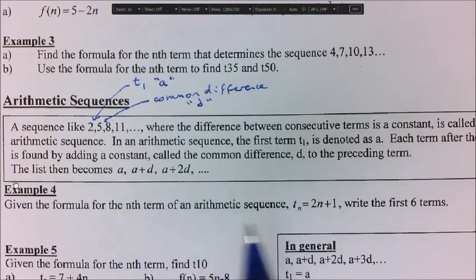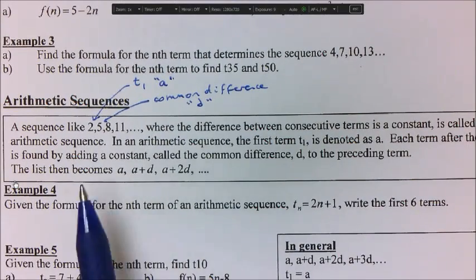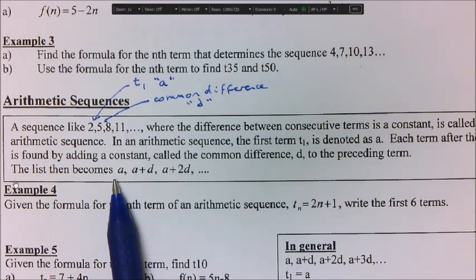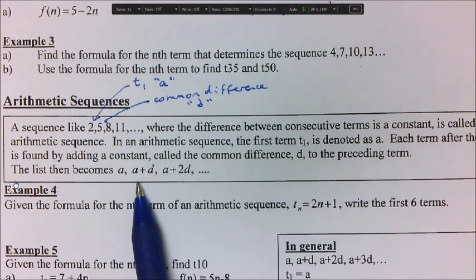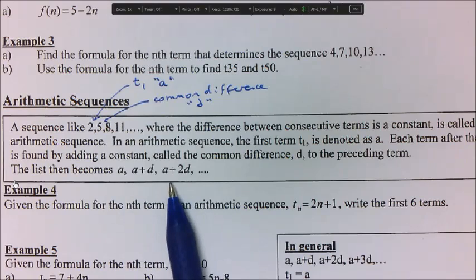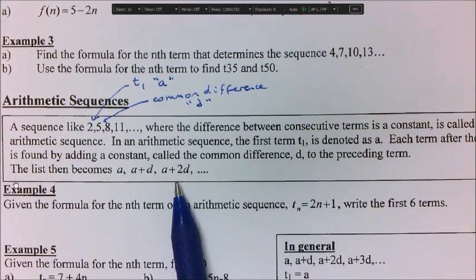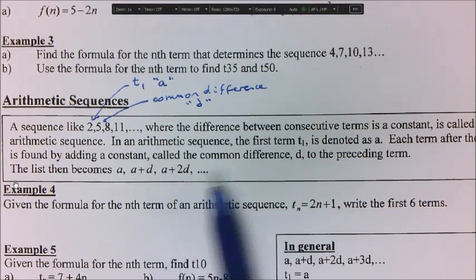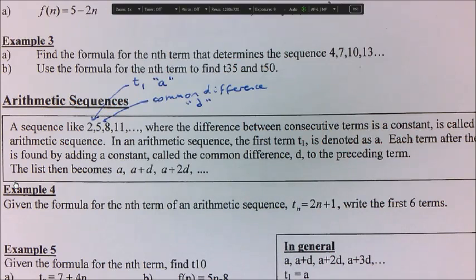What it says here in the box is that we can list the sequence like this. The first term is a, the second term is a plus the common difference, the third term is a plus the common difference plus the common difference, which is a plus 2d. The next term would be a plus 3d, and so on.